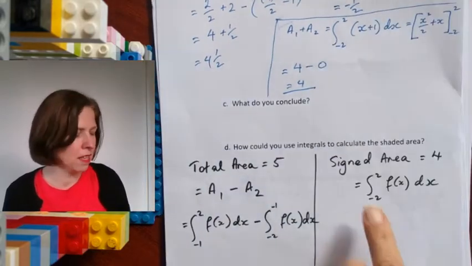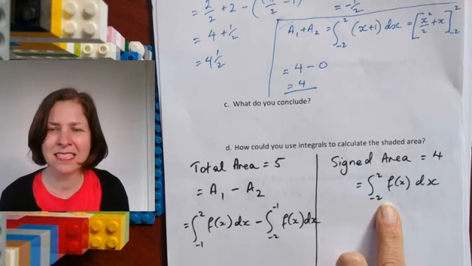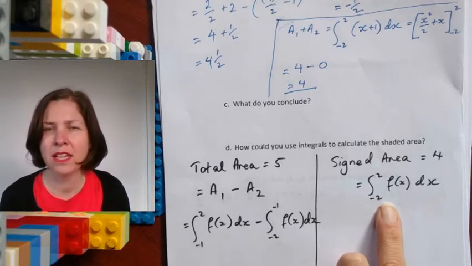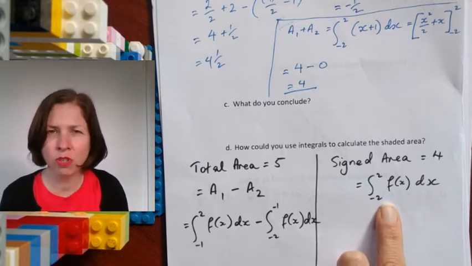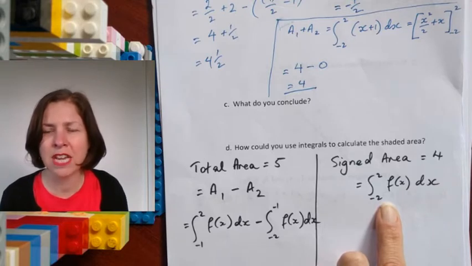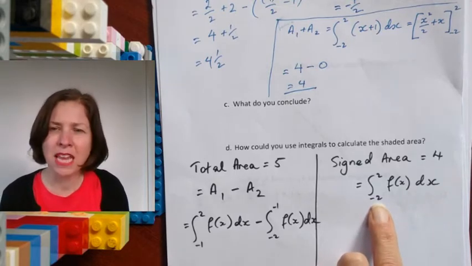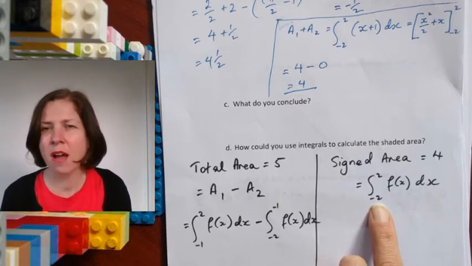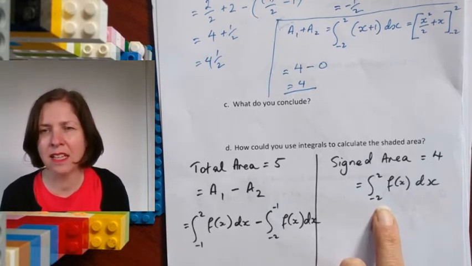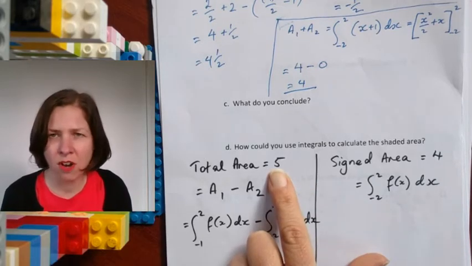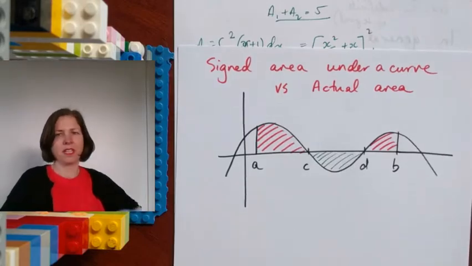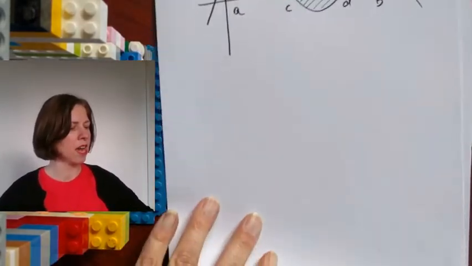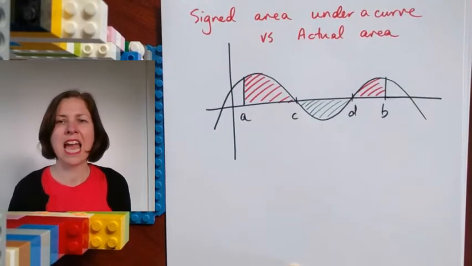Now, if I didn't do that, then I'm still calculating a real thing, but it has a different name, and it's called the signed area. Now, the signed area is not the actual area. It's going to give us the total when I add and subtract the positive and negative parts. So if I calculate from -2 to 2 of f of x dx, I'm going to get 4. So I won't get the same answer as if I actually want the area under the graph. So, there it is. Okay, so we've got the signed area under a curve versus the actual area.